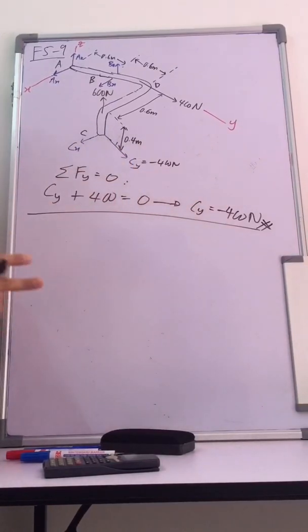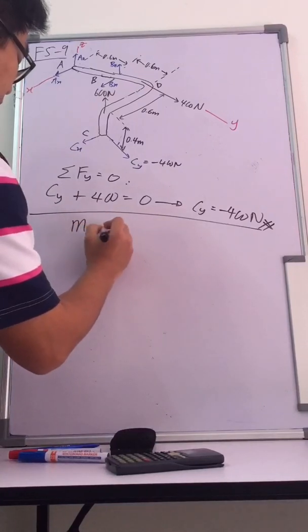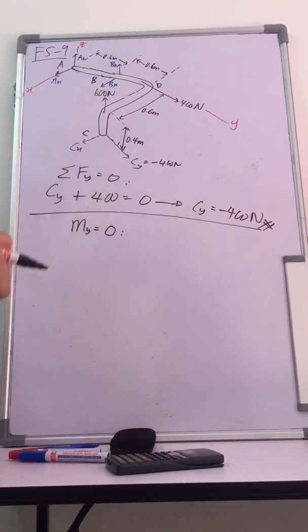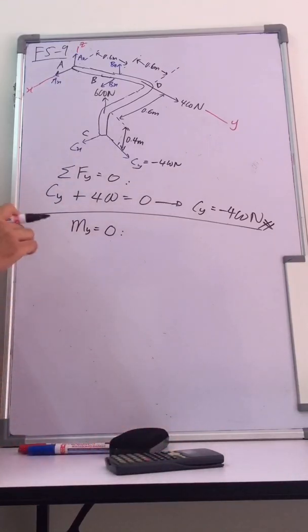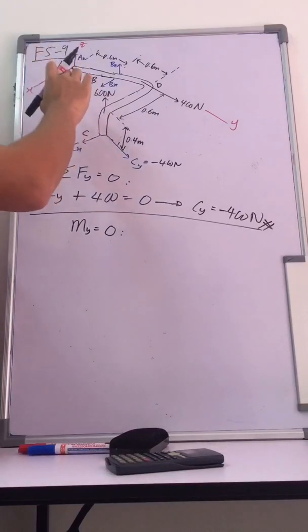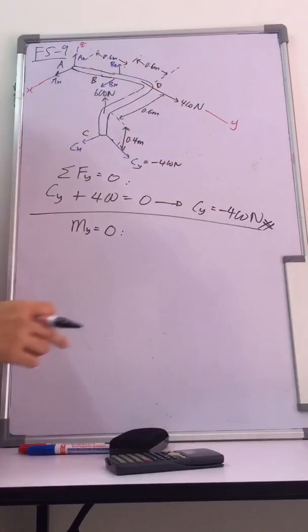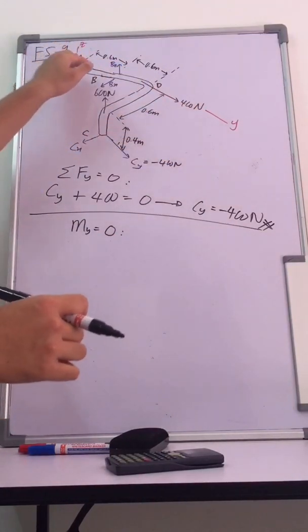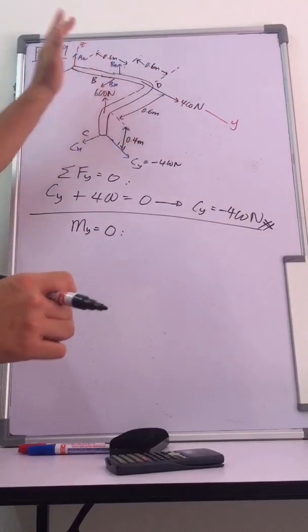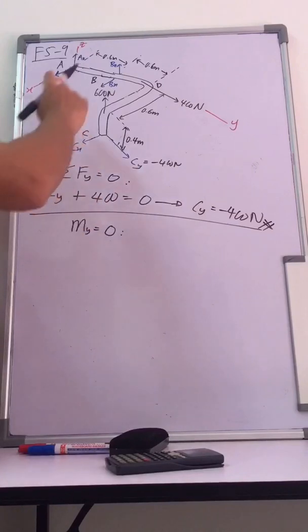This Cy. Next, we do moment about y axis in equilibrium equals to 0. So why do we choose y axis? Because we will eliminate Ax, Az, Bx, Bz, and 400 Newton from the equation, right? Because this one is acting along y axis. These four they intersect the y axis, right? So we just need to check these three.